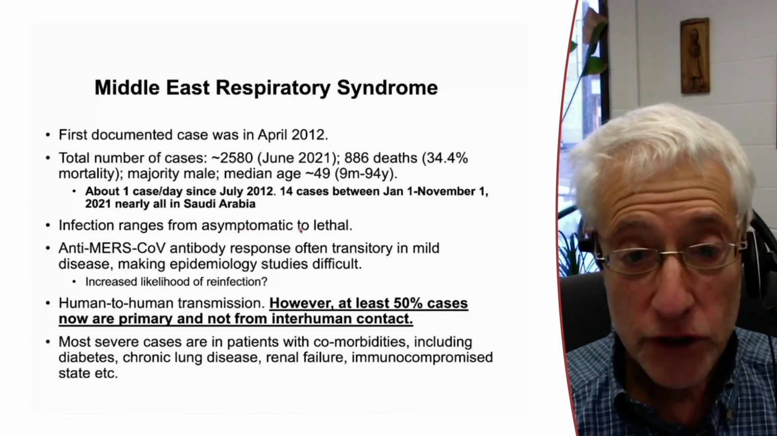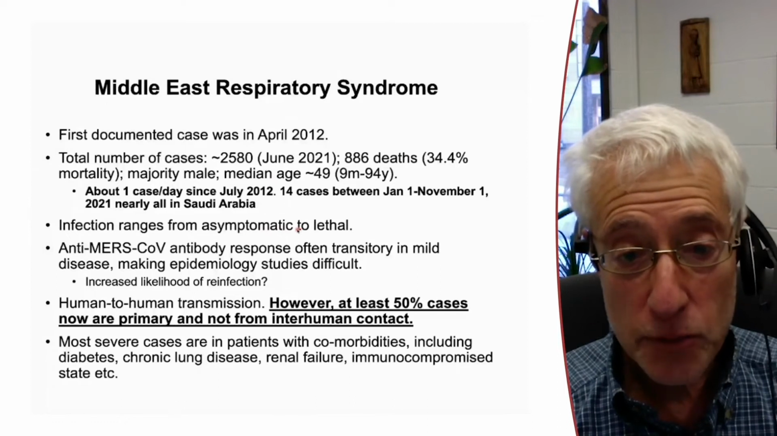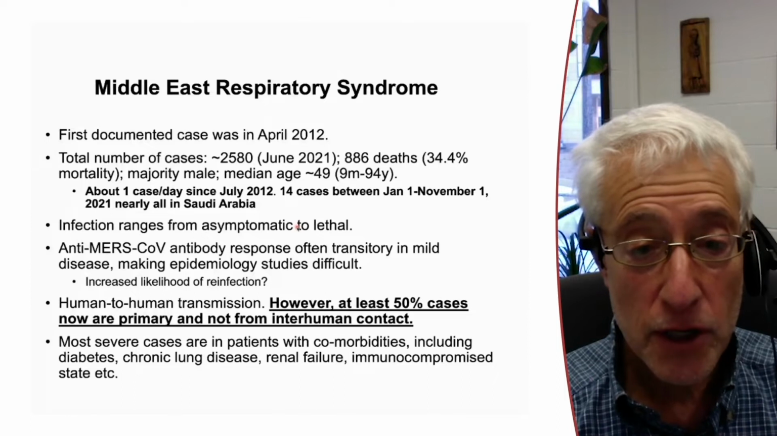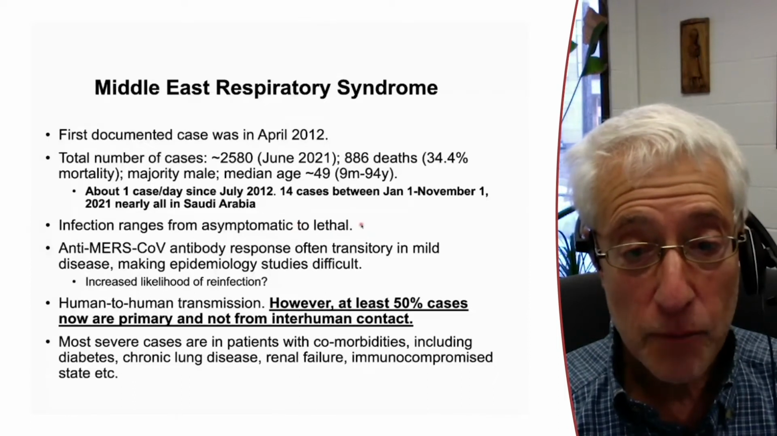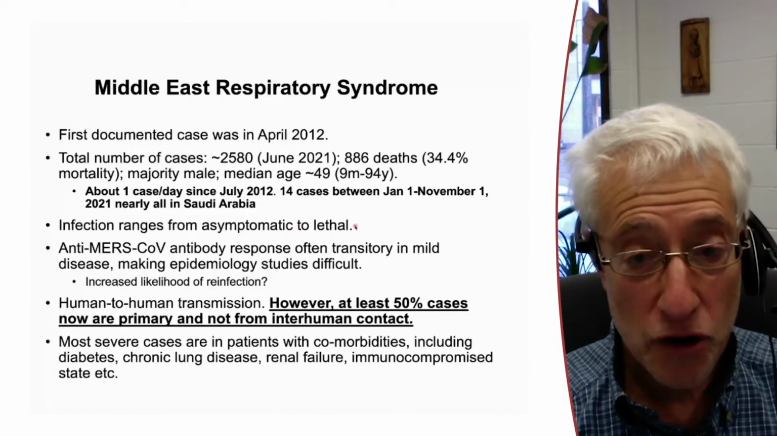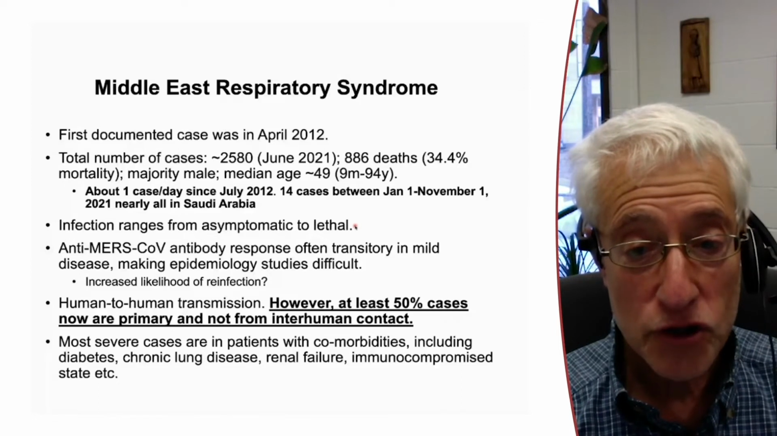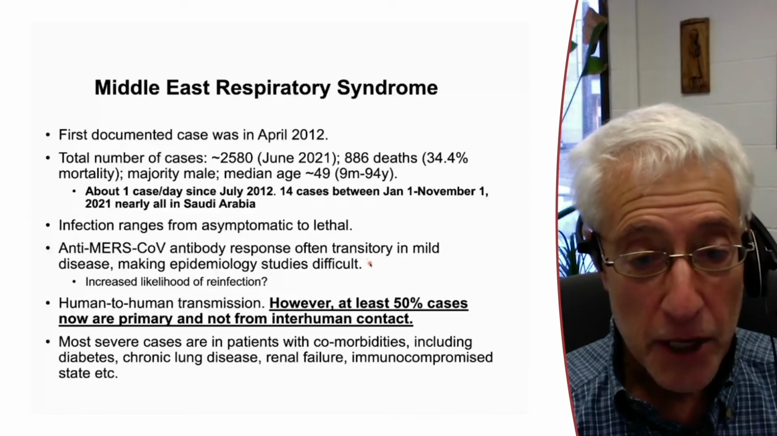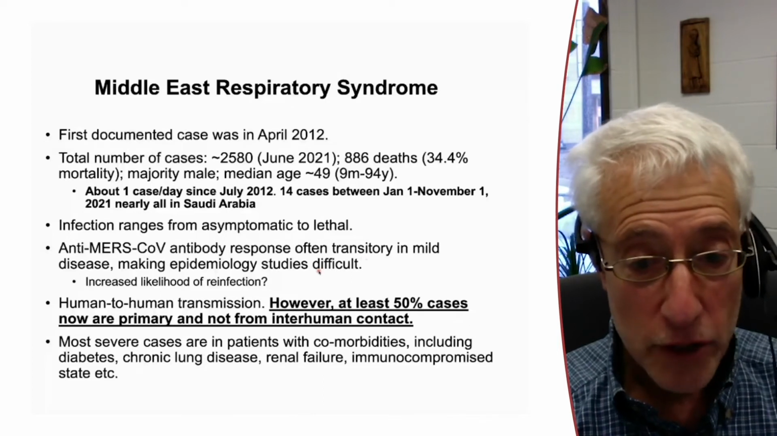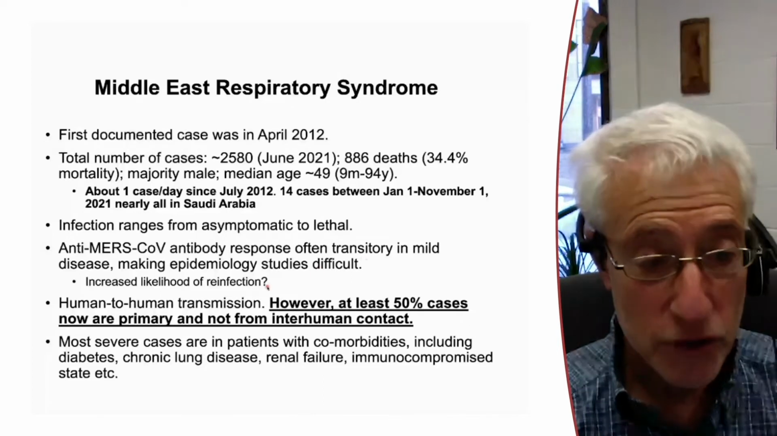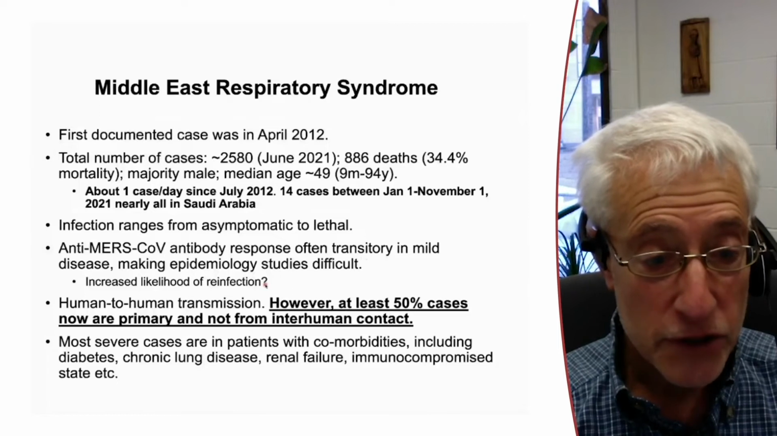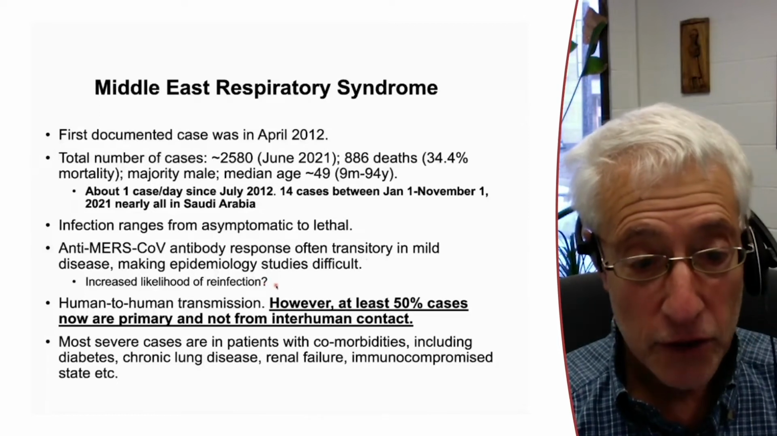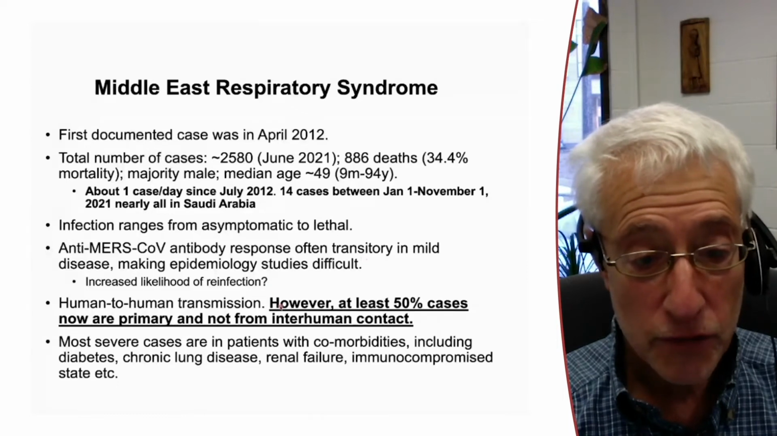Just like SARS, this is a disease of the lower respiratory tract, and the people who have asymptomatic infection seem to have either a mild infection of the upper respiratory tract, but it's really like SARS. These people are only contagious after they develop pneumonia. And in these people, the antibody response is often transitory, so it makes epidemiology studies difficult. And we don't know if there's an increased likelihood of reinfection because there are so few cases out there that it would be hard to identify reinfection.